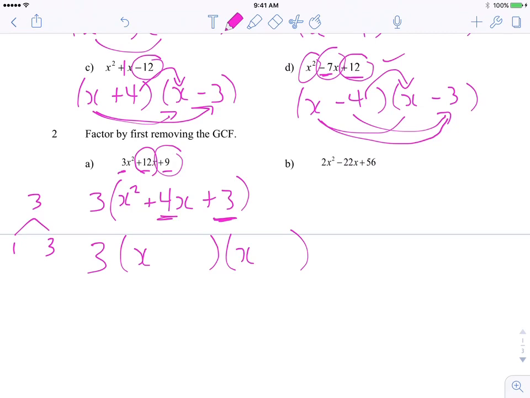So how can I get a product of 3? Well, 1 times 3 is 3. So I know that's going to be 1, and that'll be a 3. However, how do they add up to 4? Well, then I need a positive 1 and a positive 3.